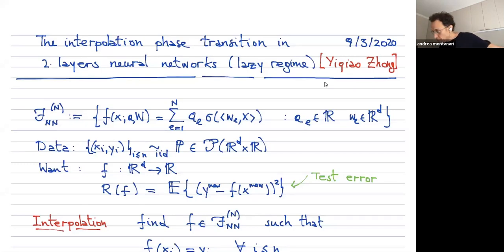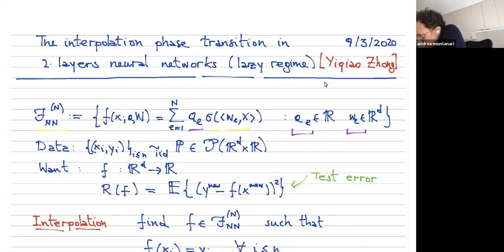So what are two-layer neural networks? They are this class of functions. I'll try to be as self-contained as I can. They are compositions, sums of a nonlinear function applied to a linear projection of the data, and you combine with these coefficients a_l. Okay, so it's a parametric class of functions which is parametrized by these weights a_l and these vectors w_l.